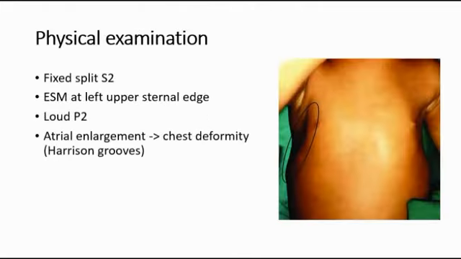For physical examination, we might be able to detect fixed split S2, ejection systolic murmur at the left upper sternal edge, loud P2, and also atrial enlargement causing chest deformity like Harrison grooves, as we can see in this picture over here. The black circle is showing the Harrison groove.